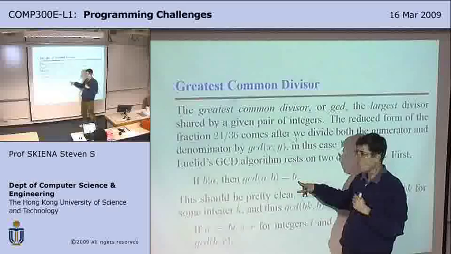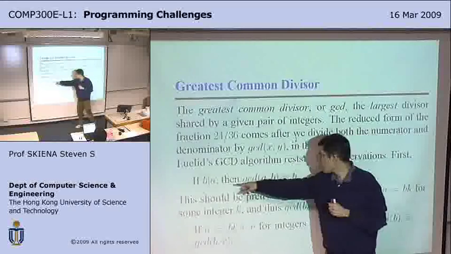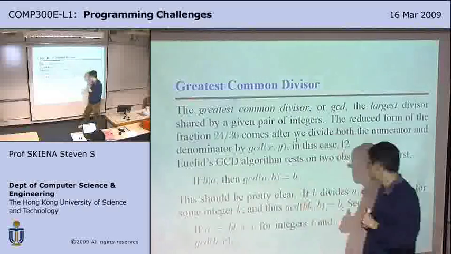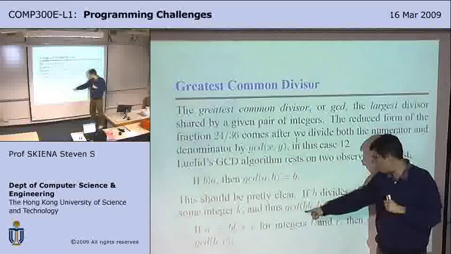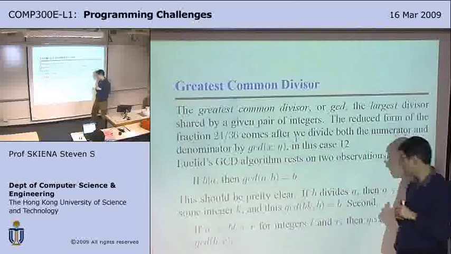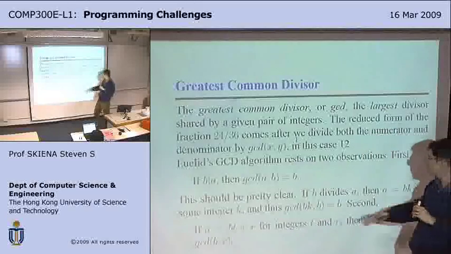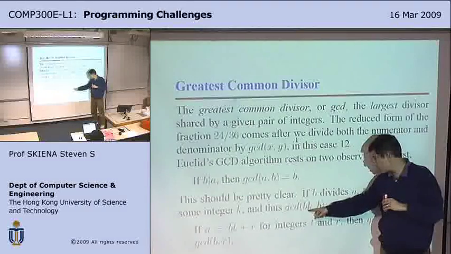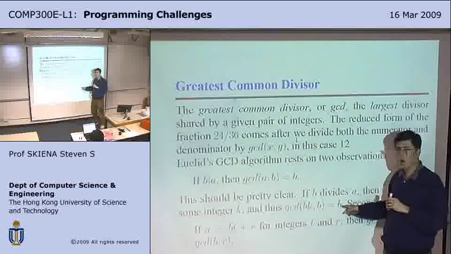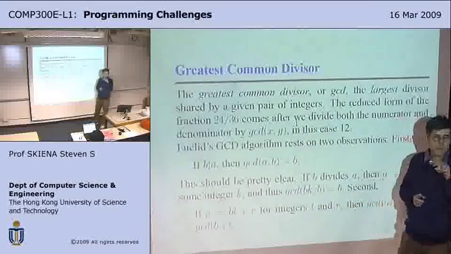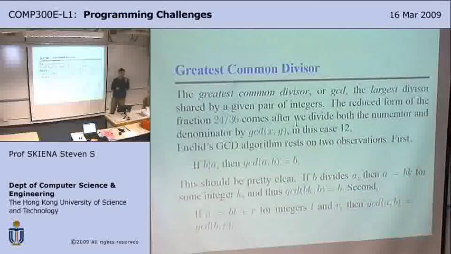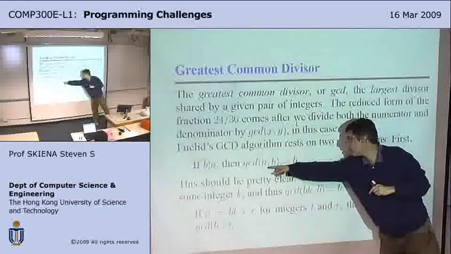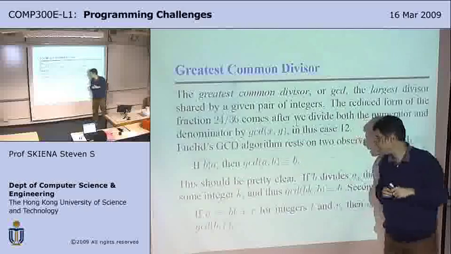Why is that? Rewriting it differently, B divides A is the same as saying that A is going to be of the form B times K. And at this point, it's pretty obvious that the greatest common divisor of B times K and B is going to be B. You can factor out the B's. Does everybody agree with that? So the greatest common divisor of A and B, if B divides A, is B.